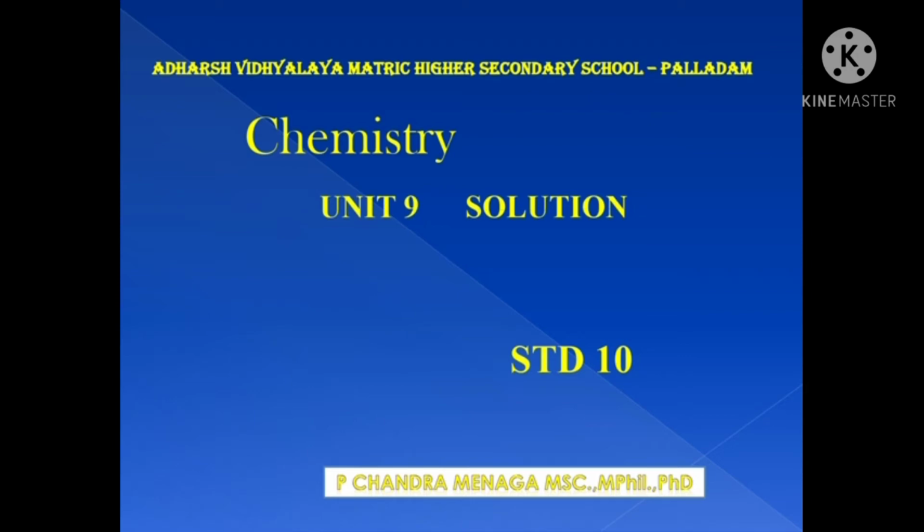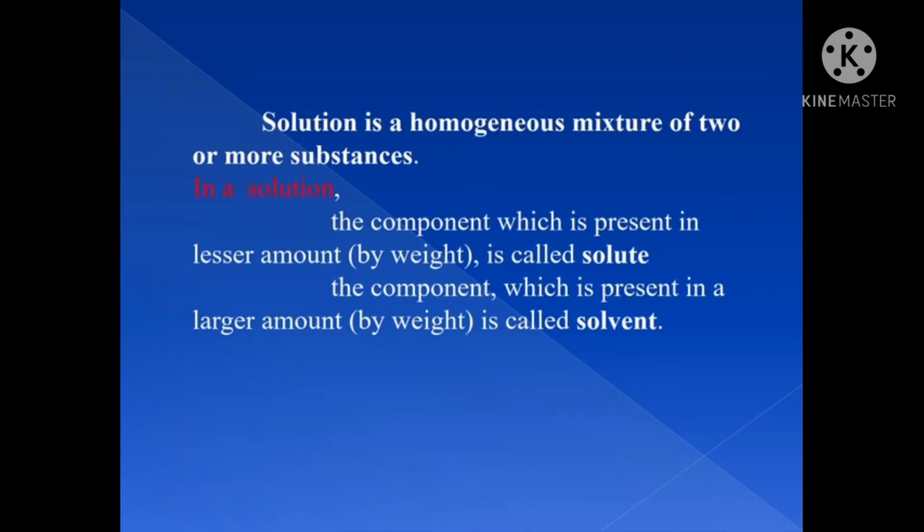In this video, we are going to discuss Unit 9, Solutions, Standard 10th. Already we have discussed some terms for this lesson. Those terms are solution. A solution is a homogeneous mixture of two or more substances. In a solution, the component which is present in a lesser amount by weight is called the solute. Another term is solvent. In a solution, the component which is present in a larger amount by weight is called the solvent.